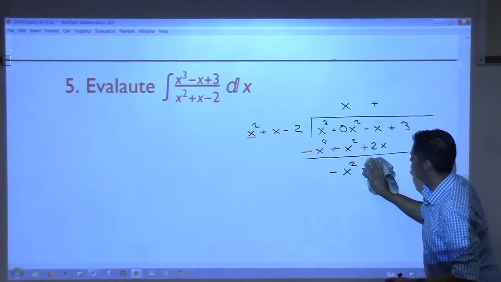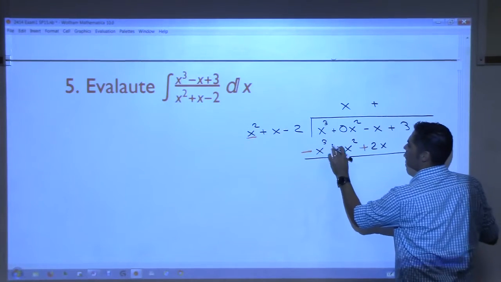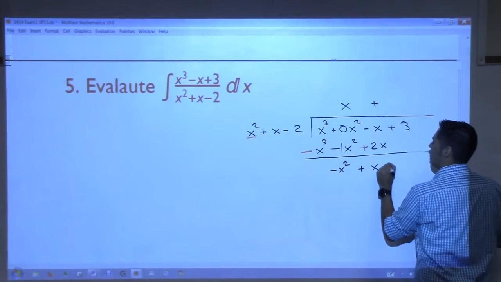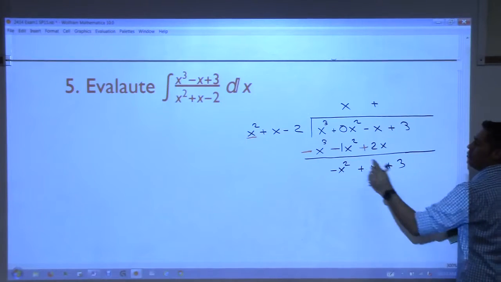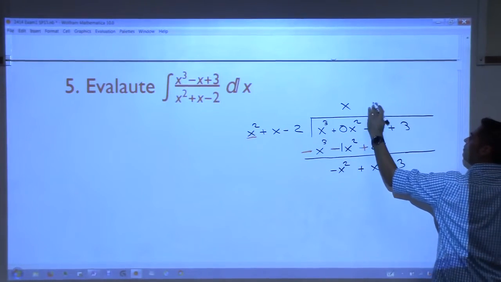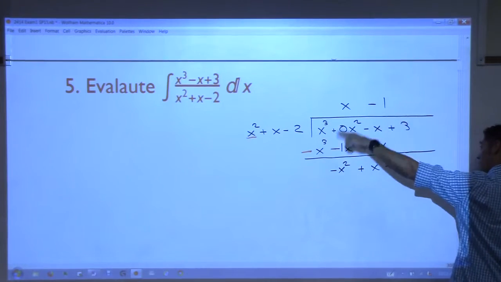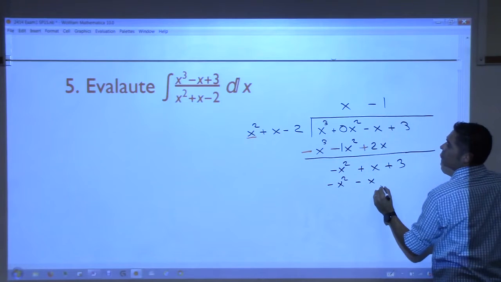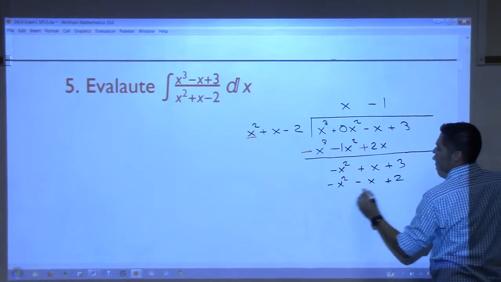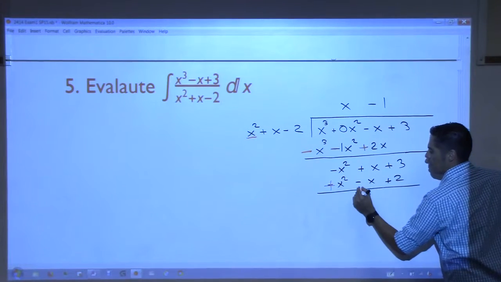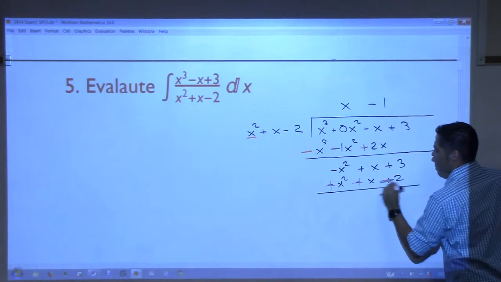All right, let me just, yeah. This one right here gives, this is like minus 1 of these, plus an x, plus a 3. Okay, so now, what do you multiply x squared by to get negative x squared? Negative 1. And then you just multiply the negative 1 through there, you get negative x squared minus x plus 2. And then you come through and change the signs. This becomes plus. This becomes plus, this becomes a minus.